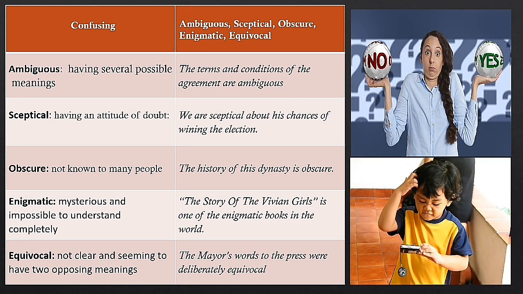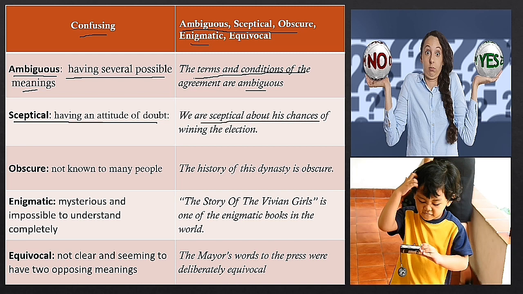Confusing. The synonyms of confusing are ambiguous, skeptical, obscure, enigmatic, equivocal. Now, let us form sentences by using these words. Ambiguous means having several possible meanings. The terms and conditions of the agreement are ambiguous. Skeptical means having an attitude of doubt. We are skeptical about his chances of winning the election.